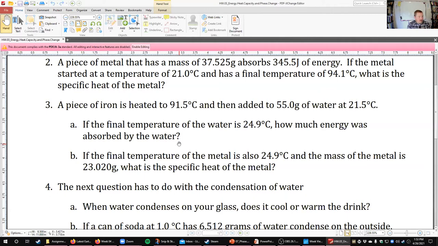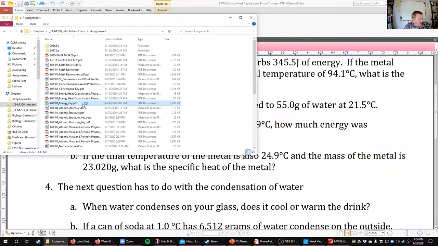And so the big jump from 3A to 3B was realizing that the Q that went into the water was the same as the Q that came out of the metal. Once you realize that, then 3B is really just the same as 2, right? If you know what the energy is that came out of the metal, you can plug that in for Q. If you know the mass of the metal and the delta T for the metal, you can get a specific heat. And let me pull up the key on this.